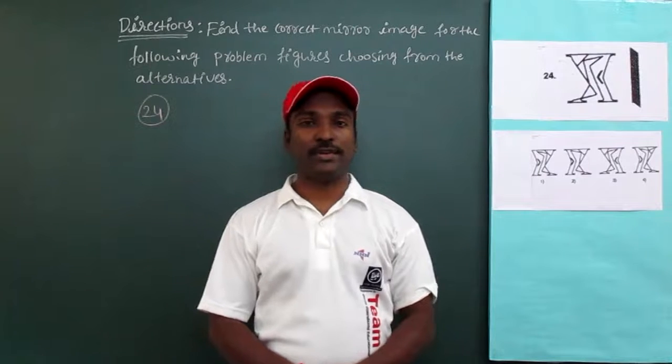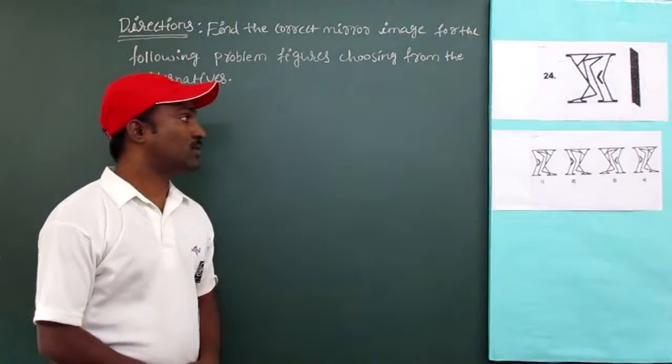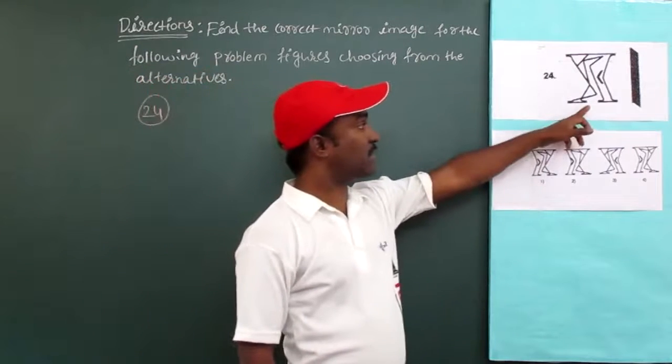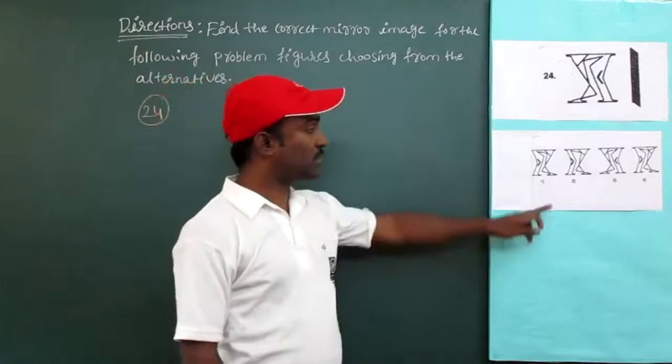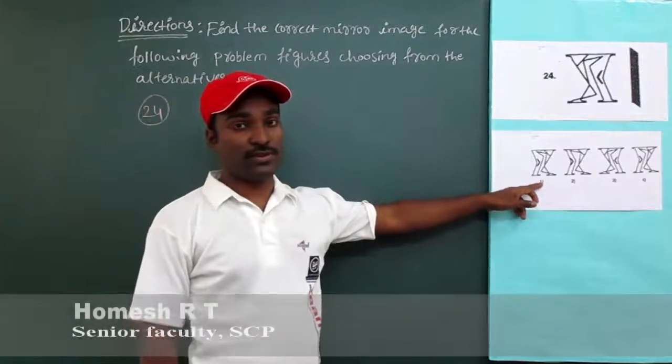Well friends, here is problem number 24. Here this is the given figure and we have to find the mirror image of this given figure. And the four alternatives, I think you can see the four alternatives given.